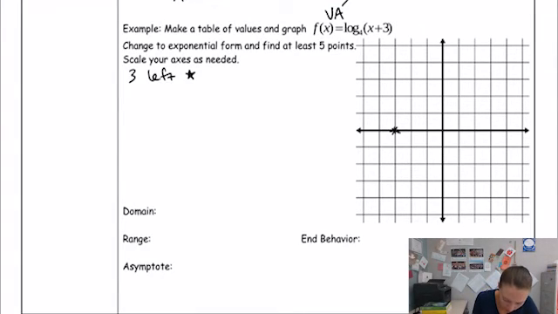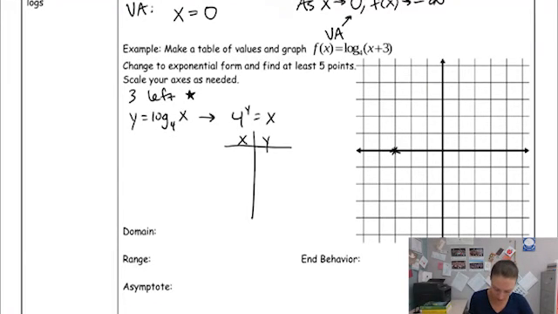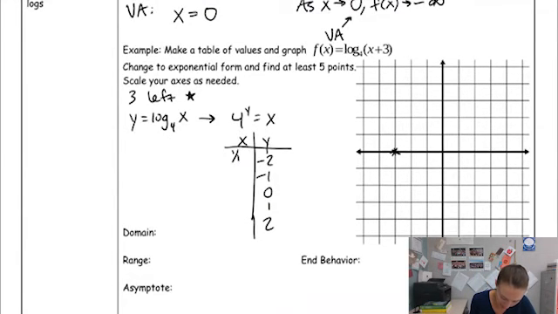Now I'm going to take the plus 3 out of my equation. So I'm going to rewrite the equation y equals log base 4 of x without the transformations. Change it to exponential form, 4 to the y equals x. Make an xy table with this. It's going to be easier to manage. -2, -1, 0, 1, and 2 for the y values, because those are my exponents. 4 to the -2 is 1/16. 4 to the -1 is 1/4. 4 to the 0 is 1. 4, and 16.